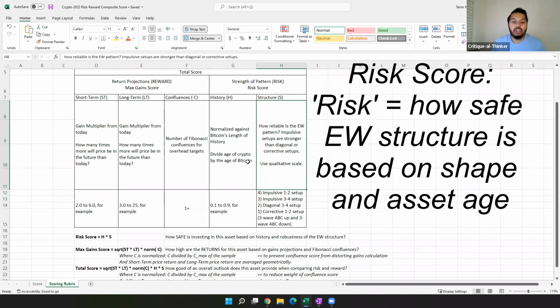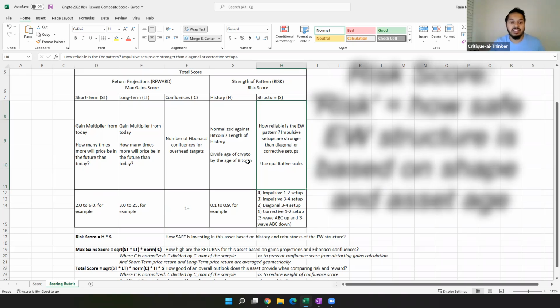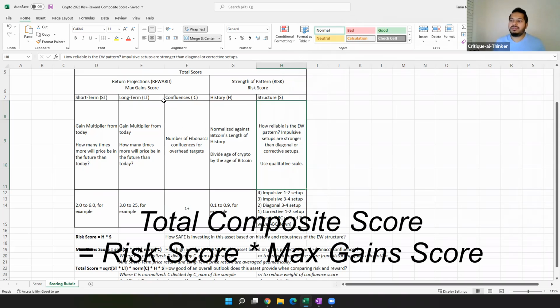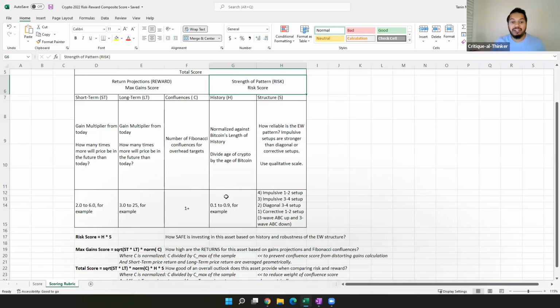Based on the history and the structure, it gives you a decent idea of how safe that crypto will be to invest in. The total composite score, as I mentioned above, is these two scores multiplied. So it gives you a good mix of your risk and reward. How good of an overall outlook do we have when you compare both? And there are some cryptos that stand head and shoulders above the others. So this is a very interesting way to look at it, where you can have your cake and eat it too.